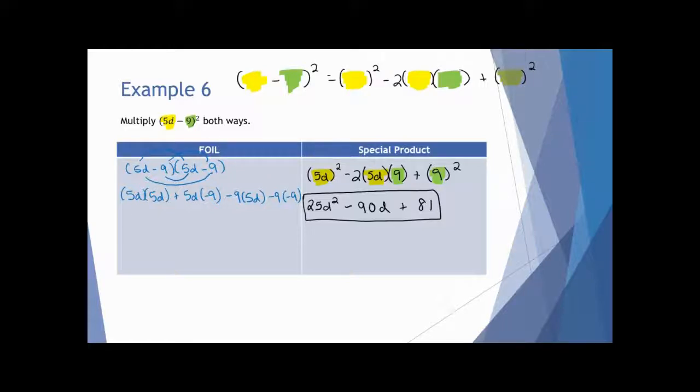So 5 times 5 is 25, and d times d is d squared. Then 5 times negative 9 is negative 45d. Negative 9 times 5 is negative 45d. And then a negative 9 times a negative 9 is a positive 81. Now in my middle, I have like terms, so that's going to be 25d squared minus 45 minus 45. That comes to negative 90, so that's minus 90d, then plus 81. So the same answer as using the shortcut.